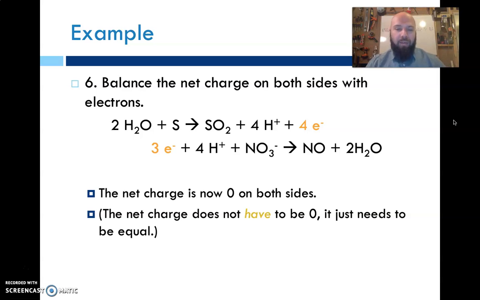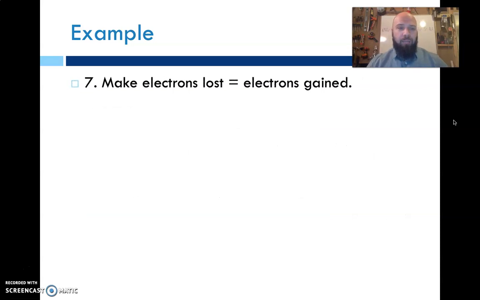All sides have 0. Note they do not have to be 0, it's just in this case both half reactions had the reactants and products add up to 0. It just needs to be equal, so both sides could be +3 or -4 or whatever it may be. Step 7 said, make the electrons lost equal the electrons gained so that your oxidation and reduction are balanced.